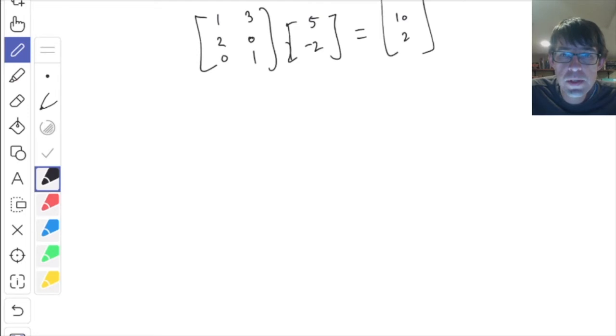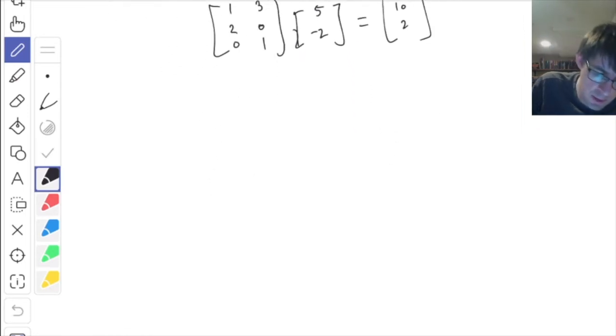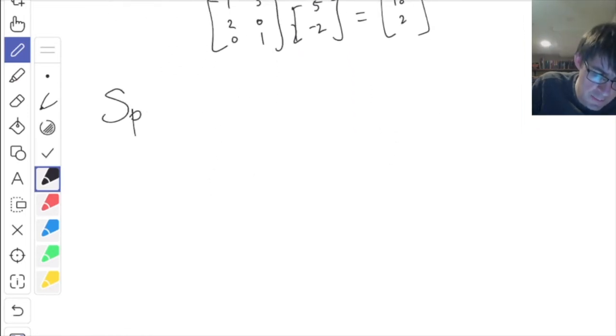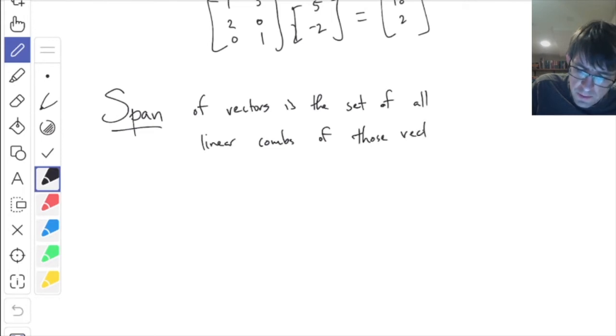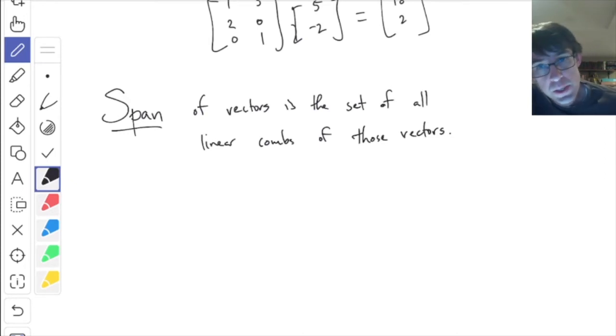Okay, so this is about linear combinations. A big word that you need to remember is the span. The span of vectors is the set of all linear combinations of those vectors. That's called the span.